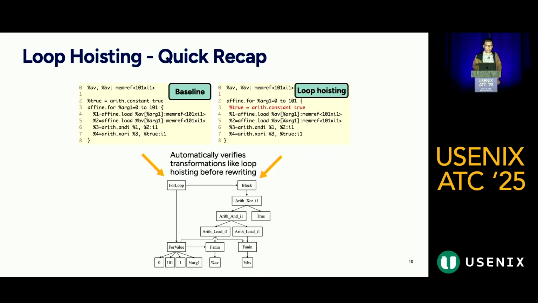Now let's give a quick recap of our motivating example, loop hoisting. It moves the constant truth into the loop body. We can see both of these two code snippets can be represented with an identical graph representation because they have the same data dependence. So both of them can be unified into the same graph representation. It allows us to automatically verify transformations like loop hoisting before we perform the e-graph rewriting.